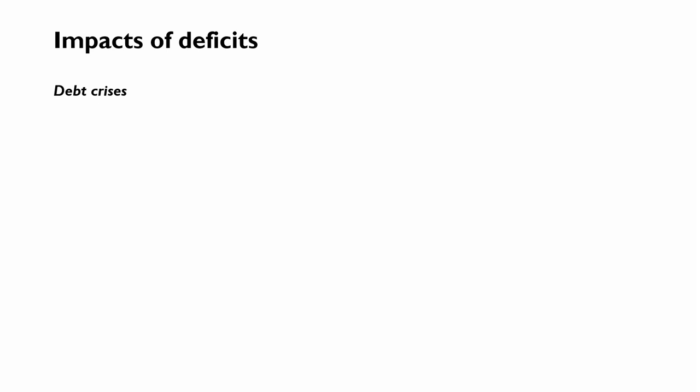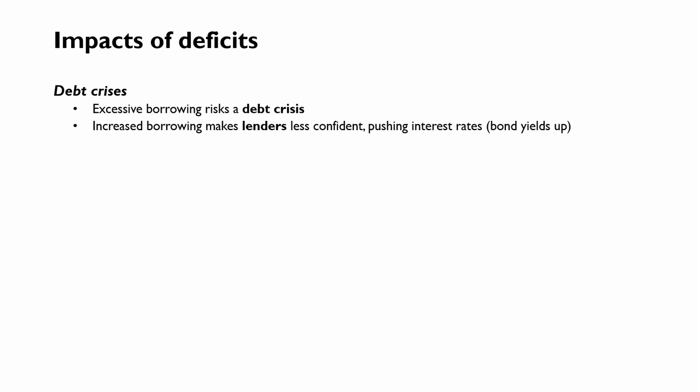Another idea that's really crucial is the idea of debt crises. Deficits are bad because obviously in the long run we can't keep borrowing. Excessive borrowing risks a debt crisis, which is basically where a government goes bankrupt. Here's the idea: if we keep borrowing, lenders become less confident, and so they demand higher and higher interest rates if we're going to keep borrowing from them.